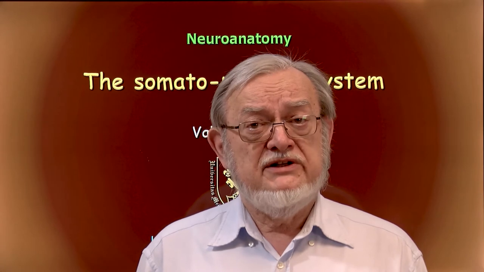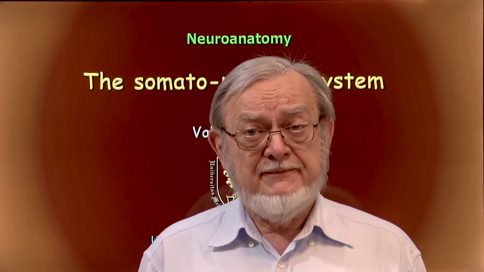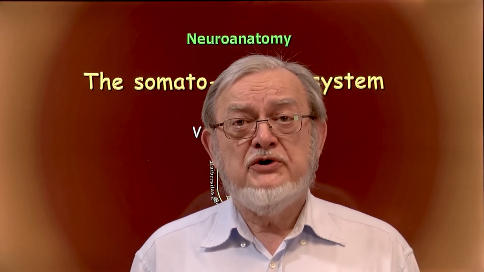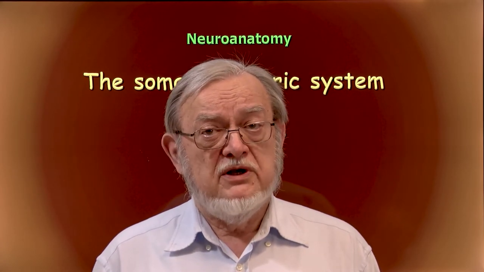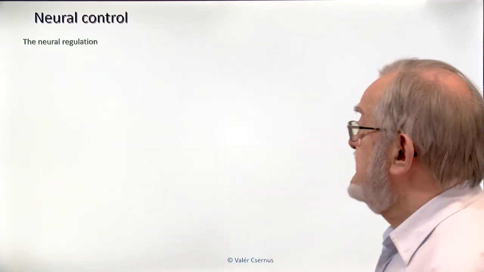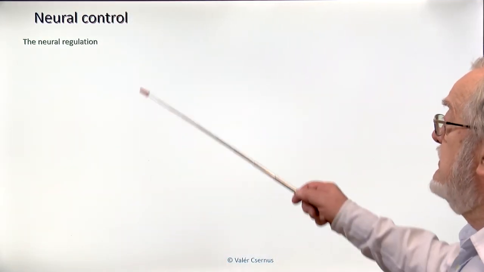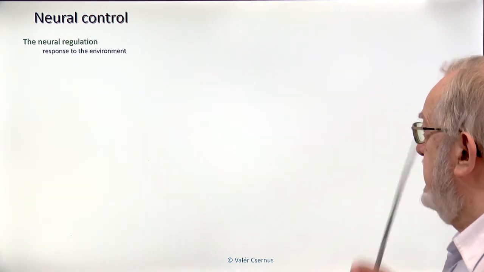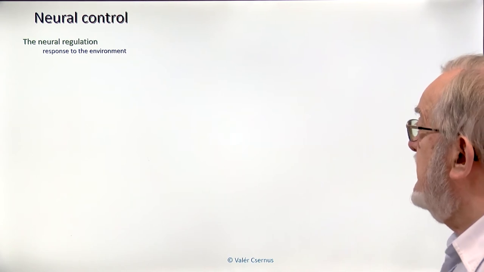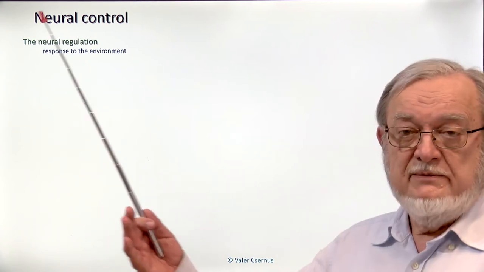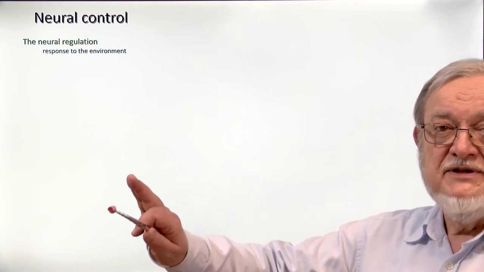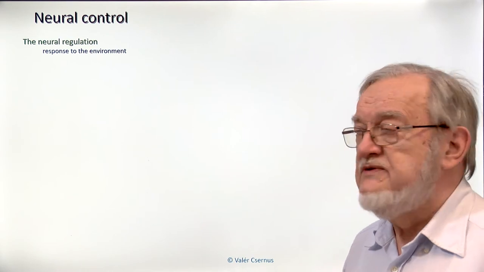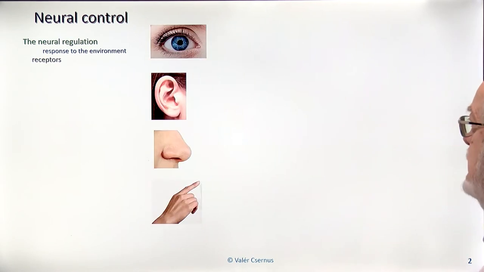In the previous lecture, I described the autonomic nervous system. Today, in this lecture, the topic will be the motoric control, how we control our skeletal muscle. As an introduction, a repetition on the neural control: the goal of the neural regulation is to respond to the environment, see what's happening there, and make a response that is, hopefully, the most useful for us in the near and far future.